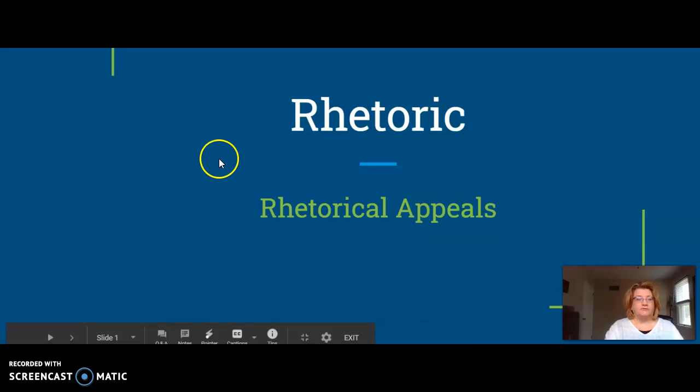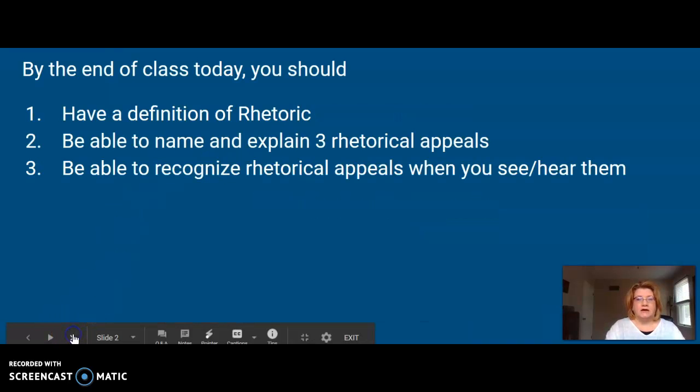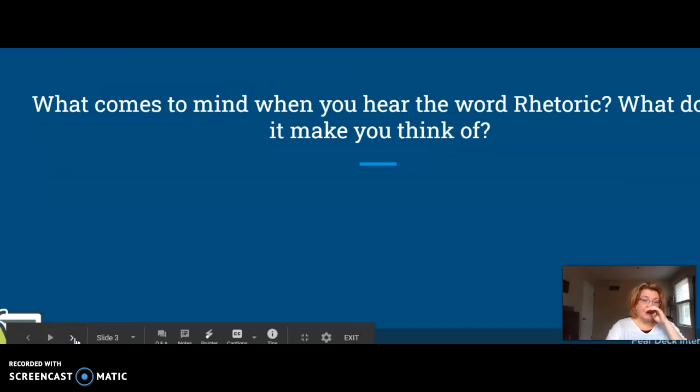So, rhetoric and rhetorical appeals. This is what I told everybody that they should be able to do by the end of class: to be able to have a working definition of rhetoric, to be able to name the rhetorical appeals, and to be able to recognize them when you see or hear them in what somebody's doing or something that you look at. Okay, so what is rhetoric?